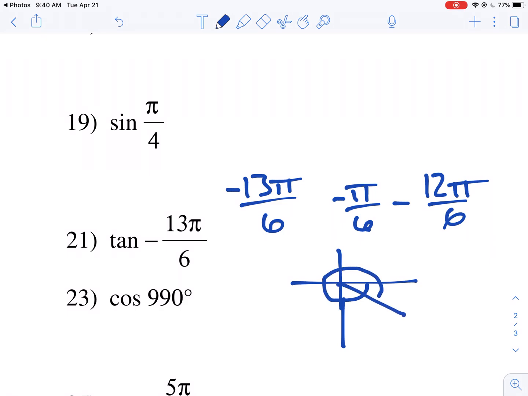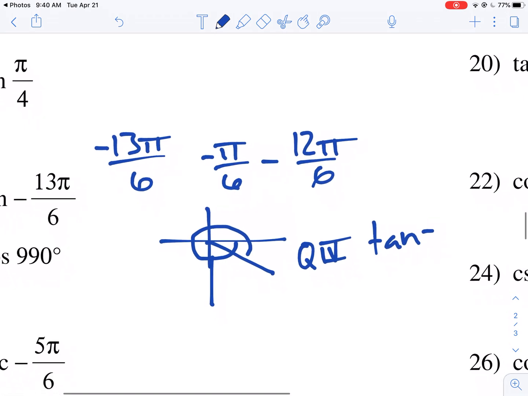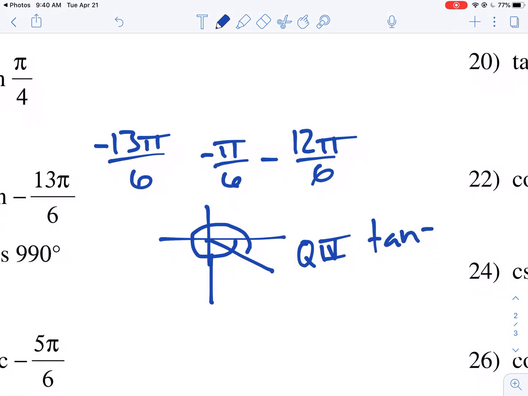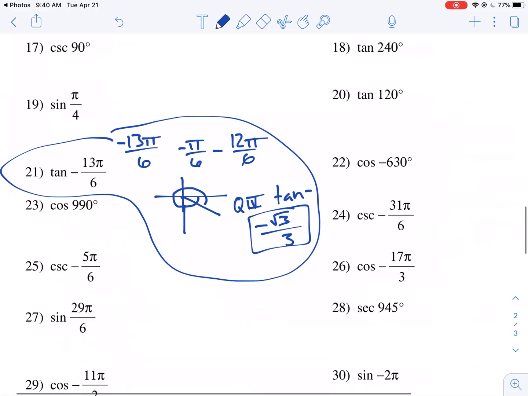And it terminates here. So this is a quadrant 4 angle, which means that my tangent is negative, and since my tangent is negative in quadrant 4, I have to consider, all right, what type of angle am I looking at here? I'm looking at 13 pi over 6. It's still a pi over 6 angle. I know that I'm looking at a negative tangent, and I know that for pi over 6, my tangent magnitudes are root 3 over 3, and I'm using that chart from my notes in order to get my tangent magnitudes. So this is my answer to number 21. That's how I go about doing that.